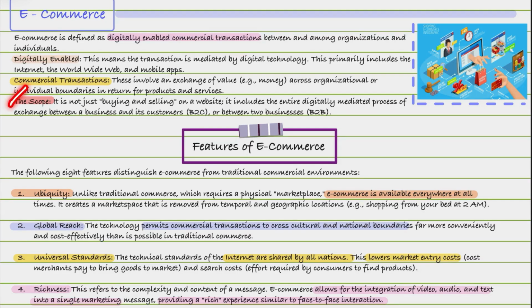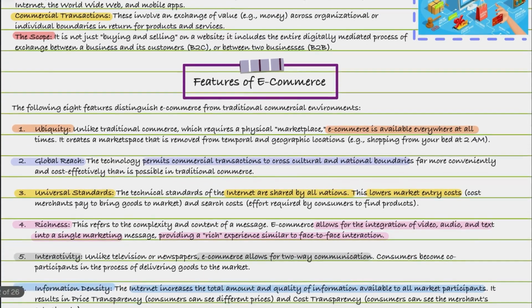That is the scope. So it spans all digital transactions between a business and its consumer, or between multiple corporate businesses, or between consumer to consumer, right? So this is the actual definition. You need to write it completely from the exam point of view, understand these 3 keywords and frame your answer.